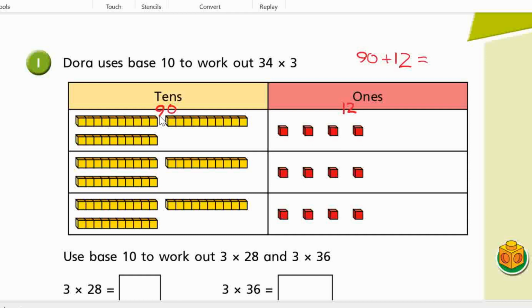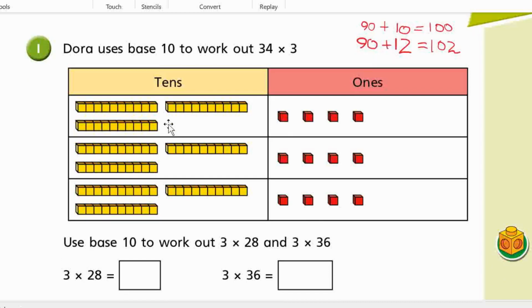So here we have 12, yeah? Well, let's just do 10 first of all. What's 90 plus 10? 100. Right, there we go. Okay, so 102. Now, if we look down here, they have some other questions.